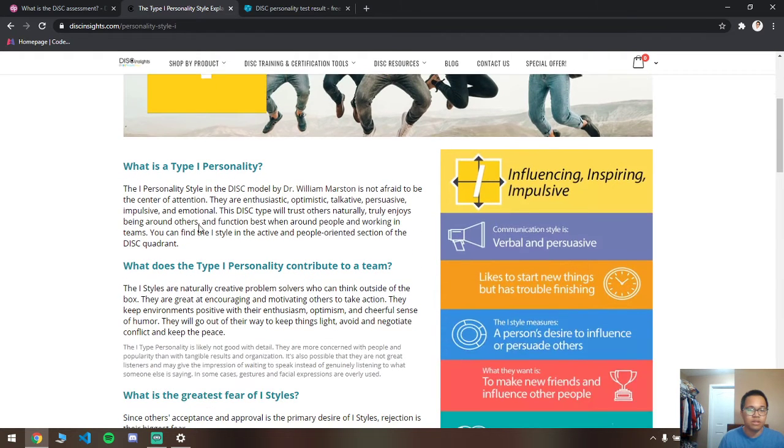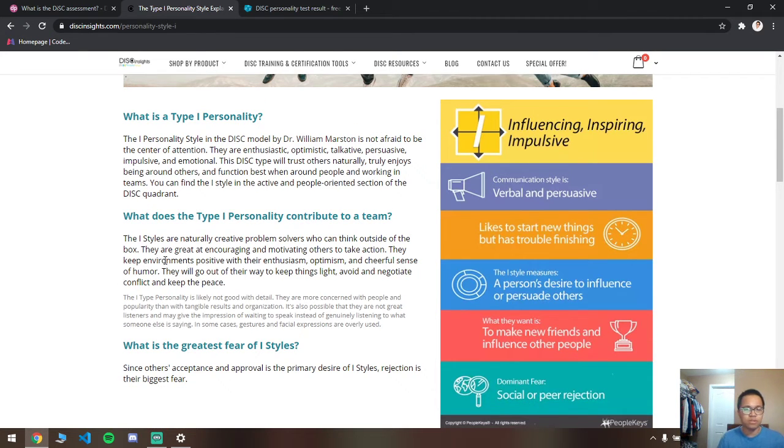So the I personality style is not afraid to be the center of attention. They are enthusiastic, optimistic, talkative, persuasive, impulsive, and emotional. They trust others naturally, truly enjoy being around others, and function best when around people and working in teams. You can find the I style in the active and people-oriented section of the DISC quadrant.